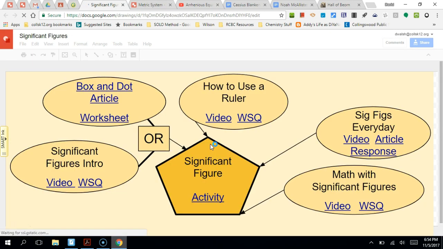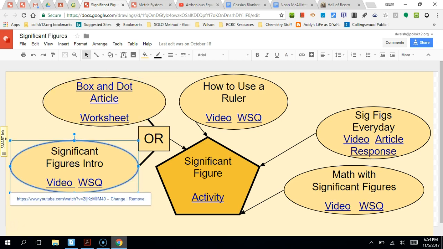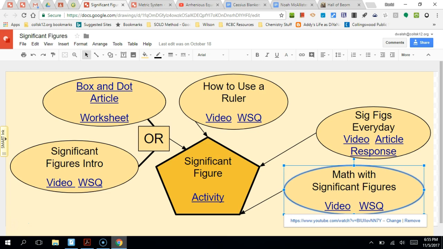So if you need to refresh yourself on using appropriate sig figs, you can either go to the box and dot article here, or you can watch my video here about that. If you need to remind yourself how to do math with significant figures, I would come over here to this one and see what the deal is.